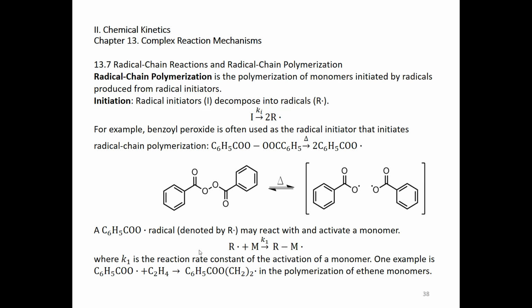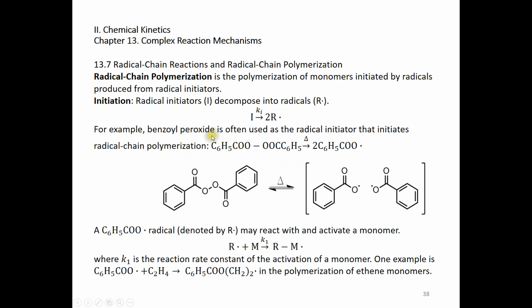Now let's look at the initiation stage. We need a so-called radical initiator and decompose that into two radicals. So it's this elementary step from the initiator I to two radicals R. The rate constant is K sub I. I stands for initiation. For example, benzoyl peroxide is often used as the radical initiator that initiates the radical chain polymerization. The structure is like this.